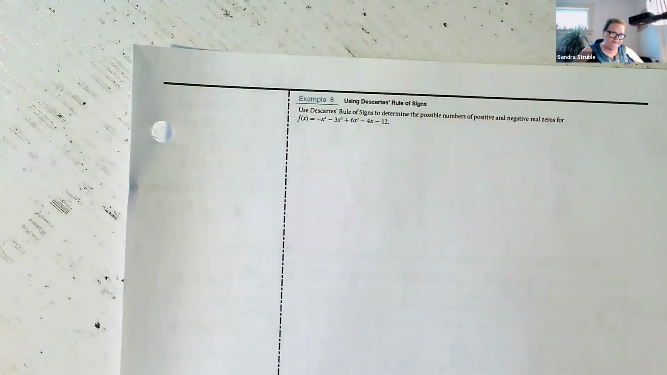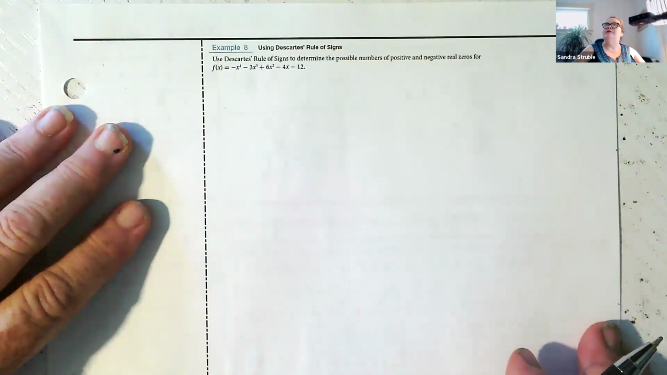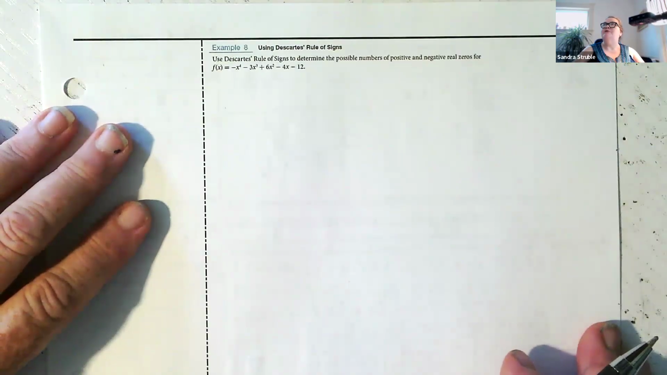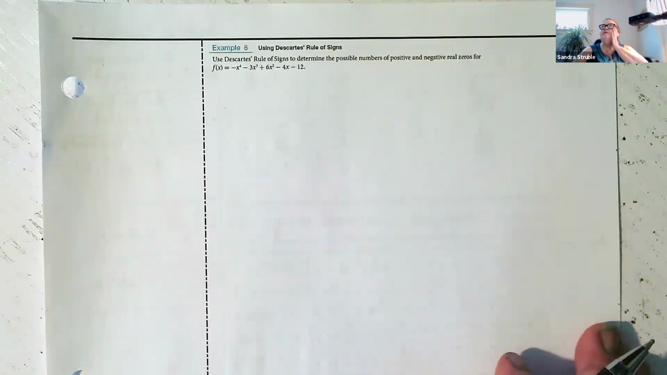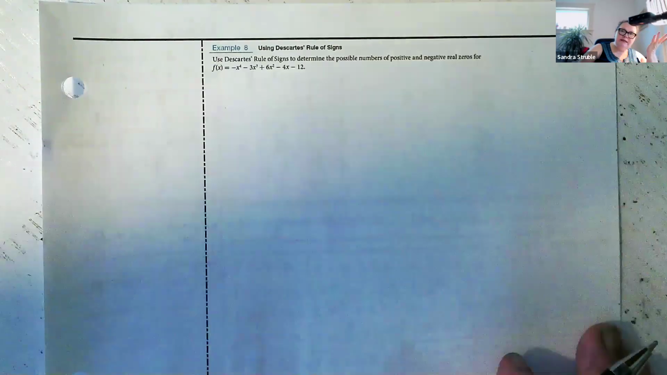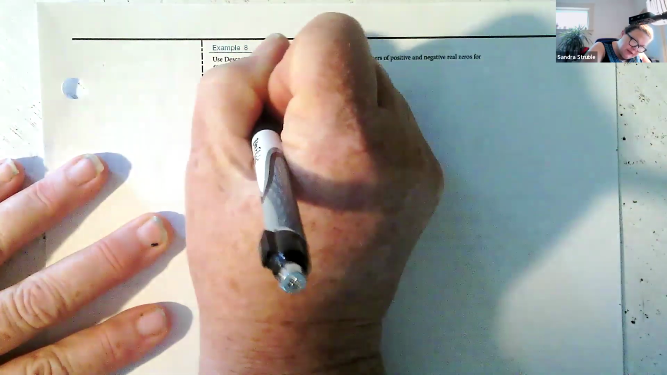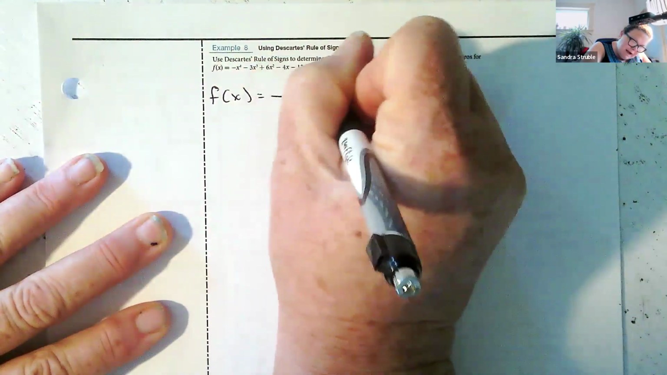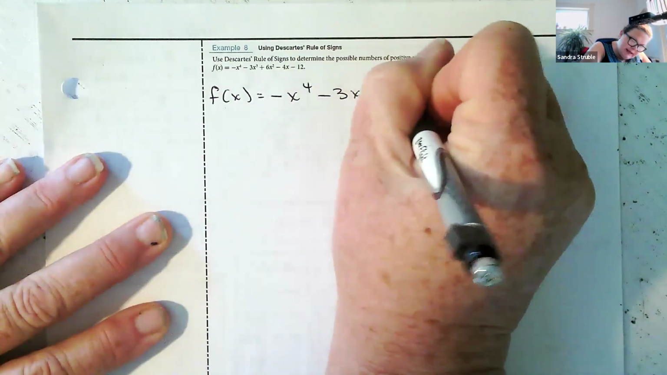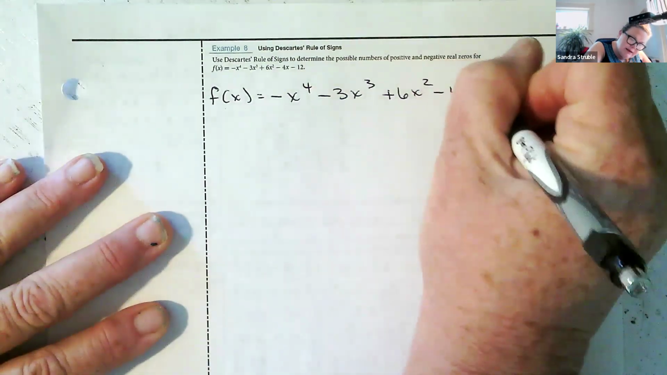So let's use that for this last question, this last example, using Descartes' rule of signs to determine the possible number of positive and negative real zeros for the function f of x. All right, so the first thing we need to do is look at what we already have. Okay. Do we have any sign changes now? I'm going to write this a little bit bigger so it's easier for me to see. It's negative x to the fourth minus 3x cubed plus 6x squared minus 4x minus 12.